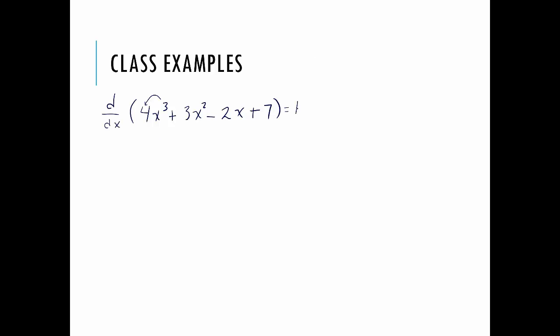So 3 times 4 would be 12, and then I subtract 1 from the exponent, so I'm going to have 12x squared, because I subtracted 1 from my exponent. Plus 2 times 3 is going to be 6, and I'm left with just 6x because I subtract 1, minus my 2x is just going to be 2, and then my derivative of my constant is going to be 0. So that would be my answer.